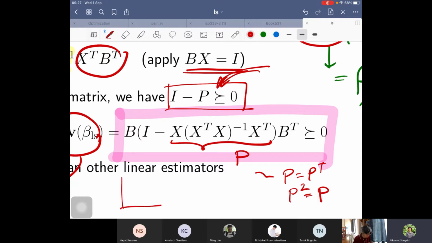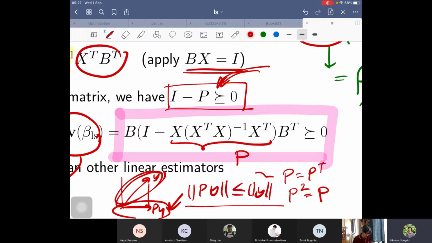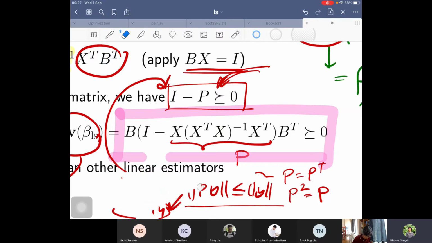It's very simple. You have y, and of course if you project it, it's Py. So the magnitude of Py is obviously less than the magnitude of y. After the projection onto the subspace, the norm of the projected vector must be less than the norm of the original vector. So we always have this property, and that is the same as saying I minus P is a positive semi-definite matrix. Please verify what I said.